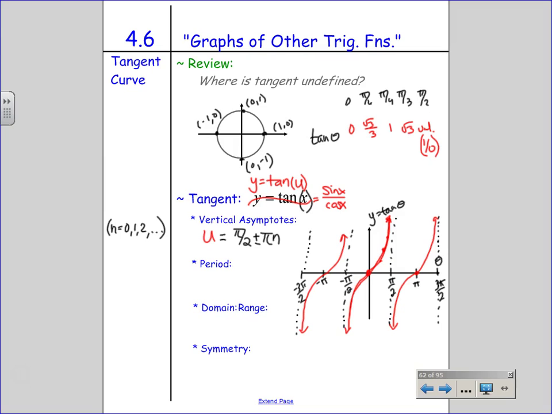So down here when we get to domain, we're actually going to use that vertical asymptote idea. Periods for tangents are weird because they only repeat every pi. It only takes pi for a tangent curve to complete. So the period's just pi. It's half of the cosine and sine one. Domain: my u's cannot equal those vertical asymptotes. They can be anybody else, but not those. The range, well, look at it. It goes forever low, forever high. And symmetry: that's odd.